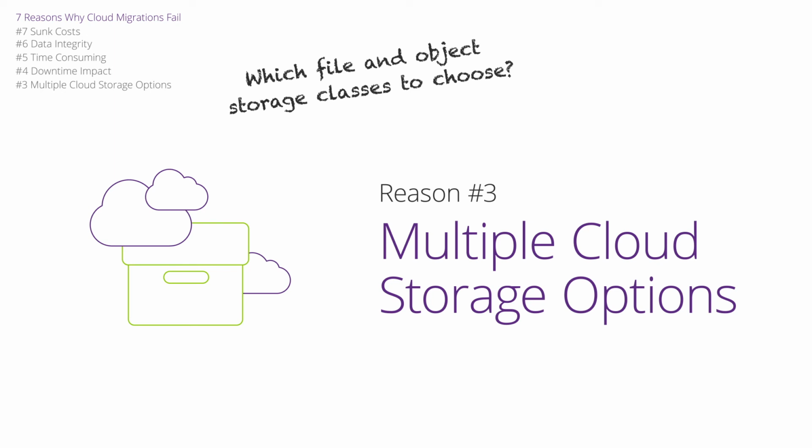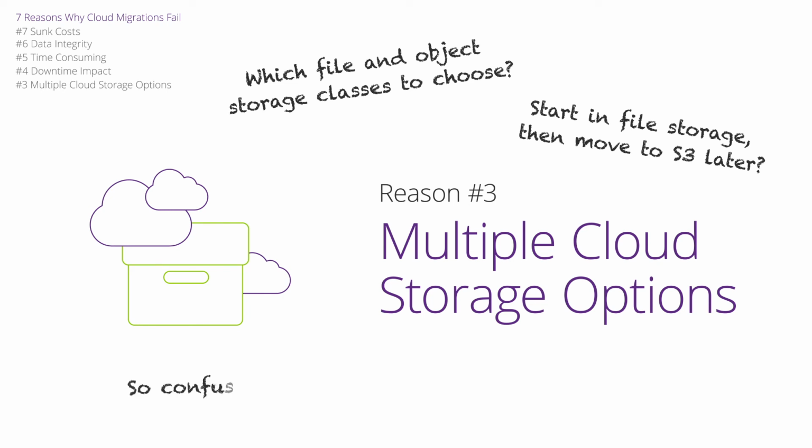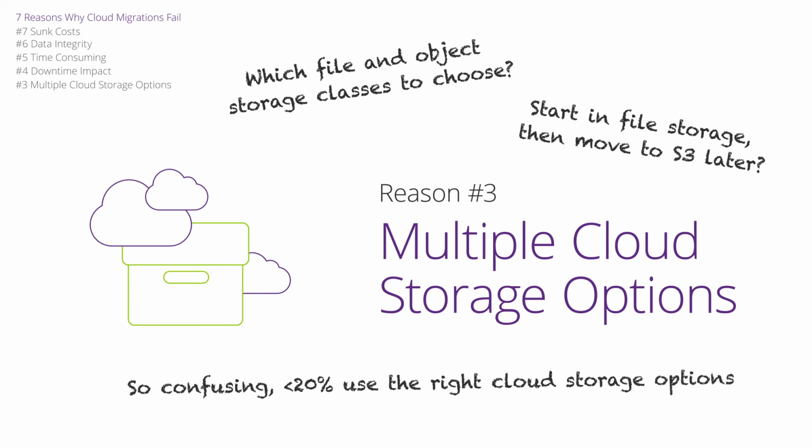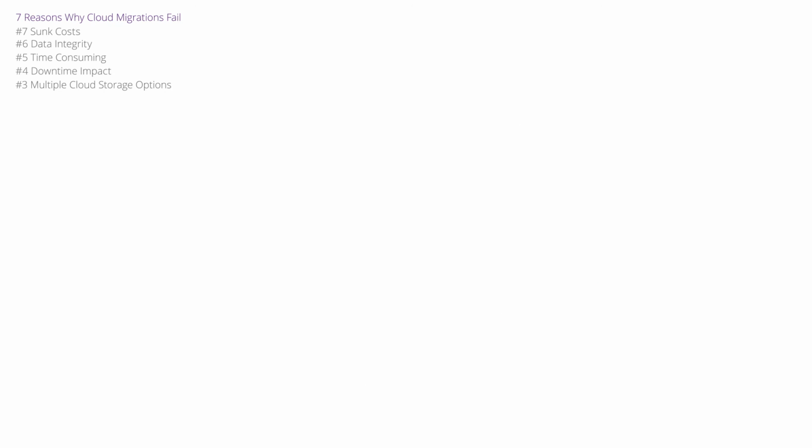It might even be that your data should start out in a file storage in the cloud, but should move to an object store like an S3 storage and then move down to something like Glacier. So picking the right cloud storage option at the right time is extremely important, not only to give you the best performance, but also to give you the best costs. And this can be very tricky. Less than 20% of people actually use the right cloud storage option on their data because of how difficult this is.